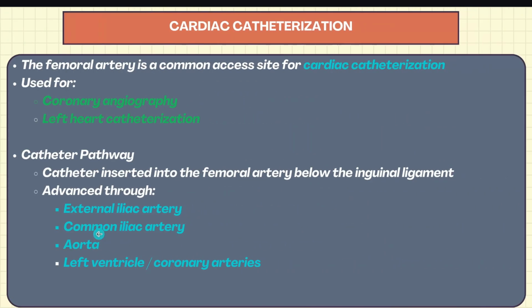Let's continue. Now for cardiac catheterization, the femoral artery is a common access site. That means once you want to get a catheter and pass it through until it reaches the heart, you want it to start from the femoral artery. So once you start from the femoral artery, you're going to reach the external iliac, then the common iliac, then the aorta, and then finally the left ventricle.